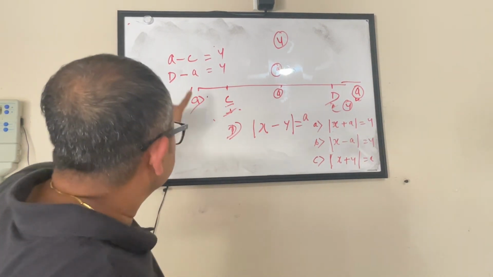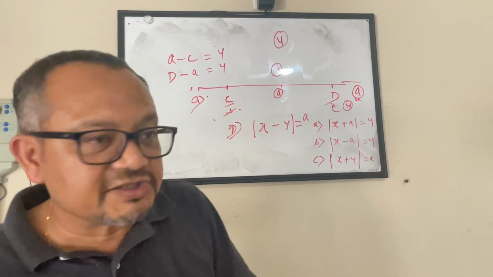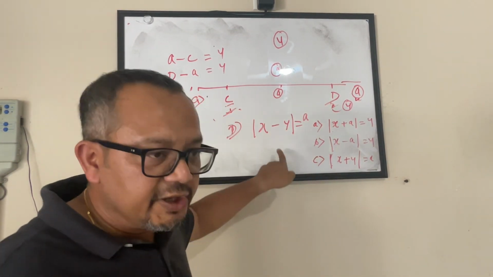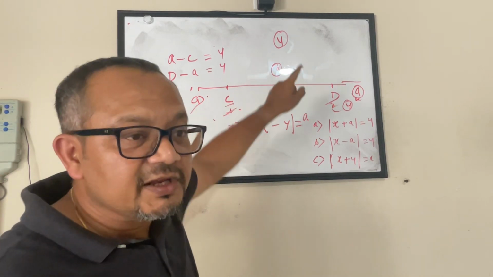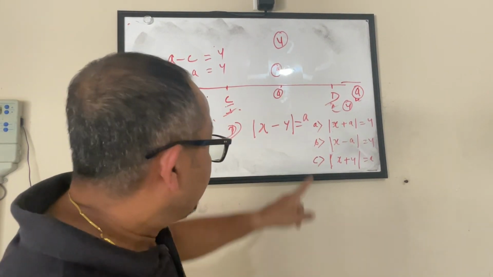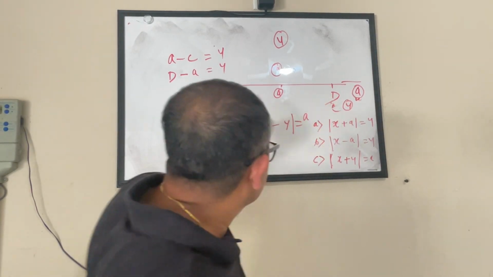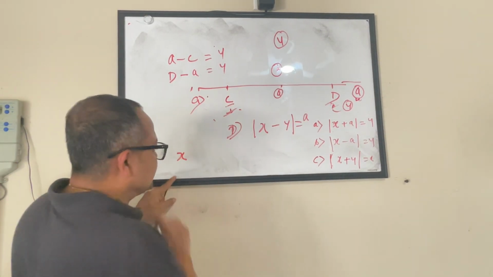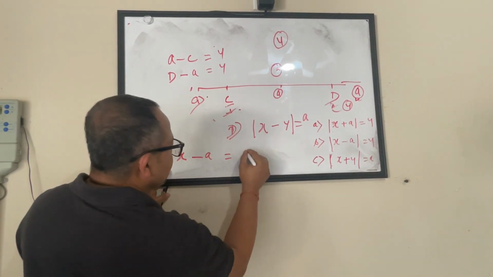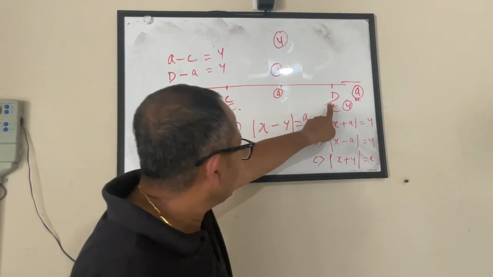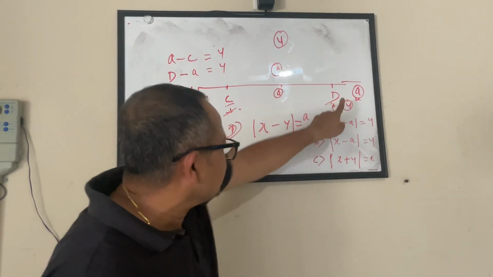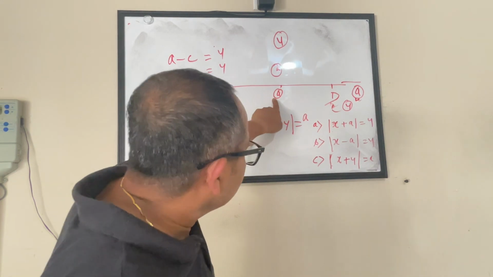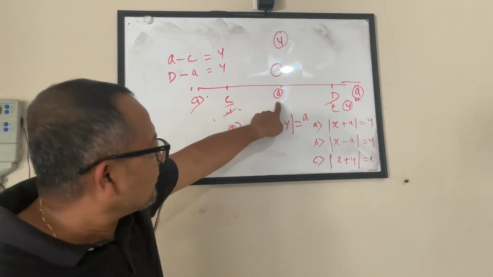Now, look at this. What is the question? Question says, find out which of the following is going with the question. It says both the points C and D are 4 units from A. Meaning, if my C is X, X minus A equals 4, and or if I represent this also as X, or let me not complicate this. Both the points C and D are 4 units away from A.